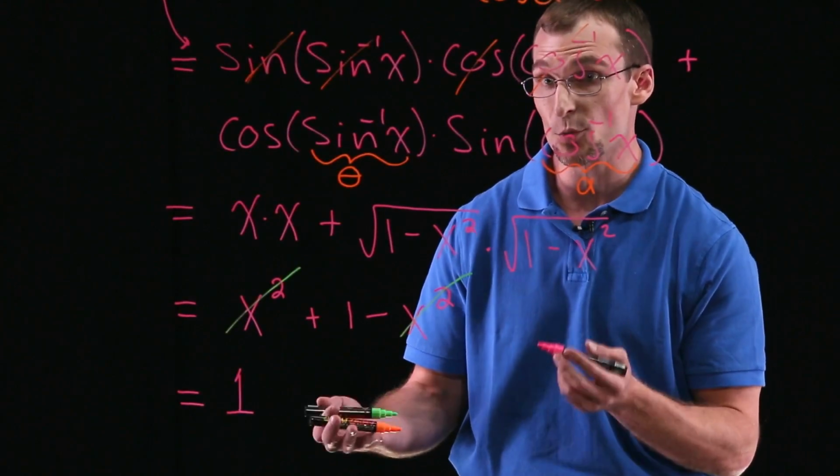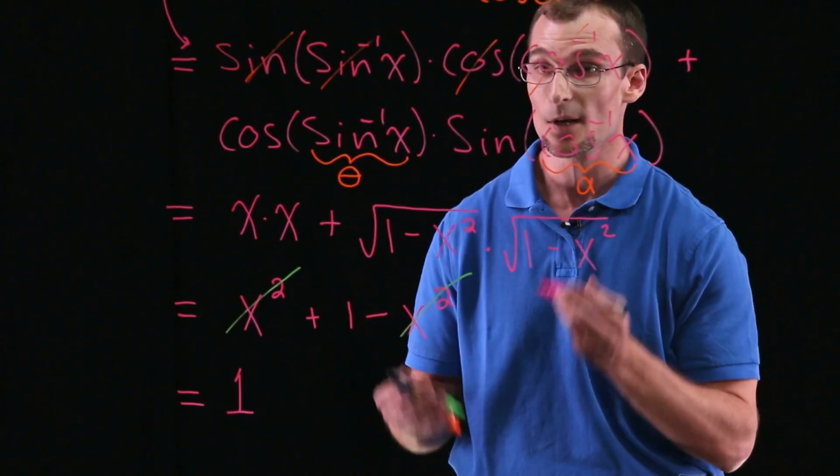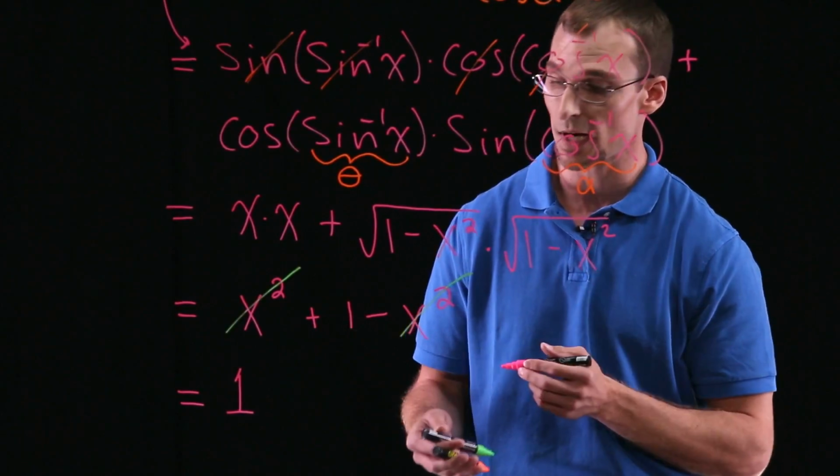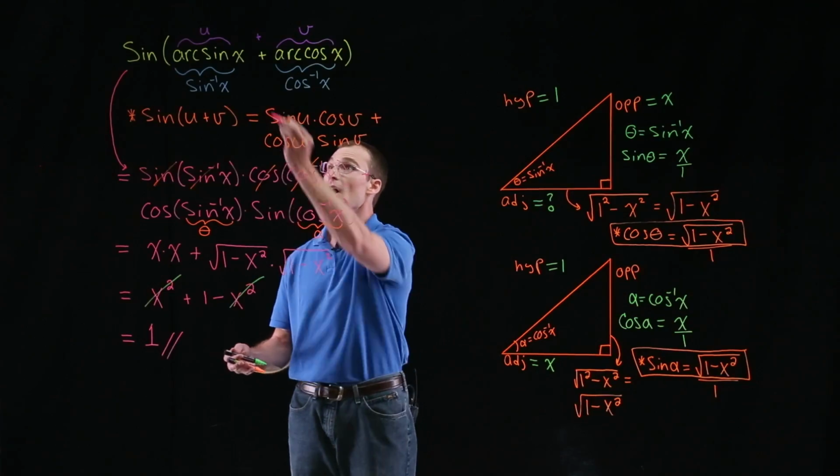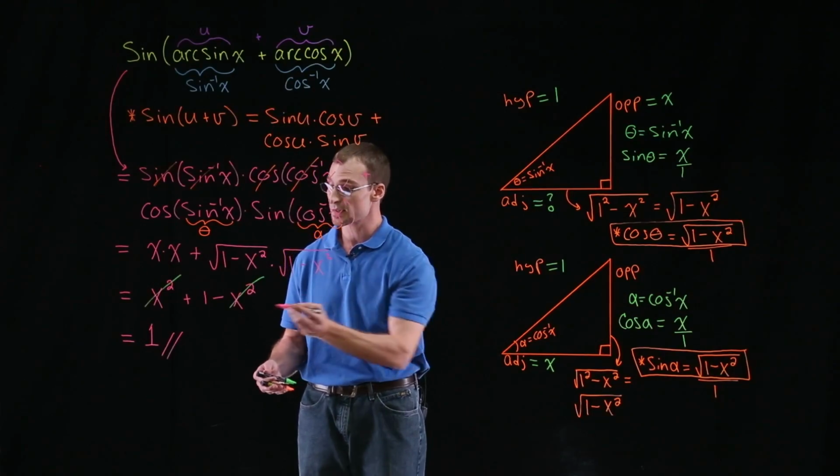So what we have is an algebraic expression. Granted, there aren't any x's, but we said x's and or constants, which is what we get in the end. So the sine of arc sine of x plus arc cosine of x is equal to 1.